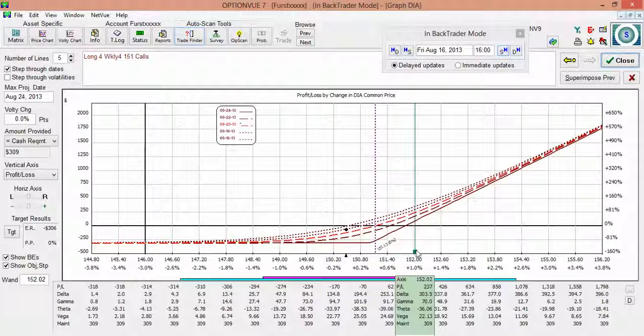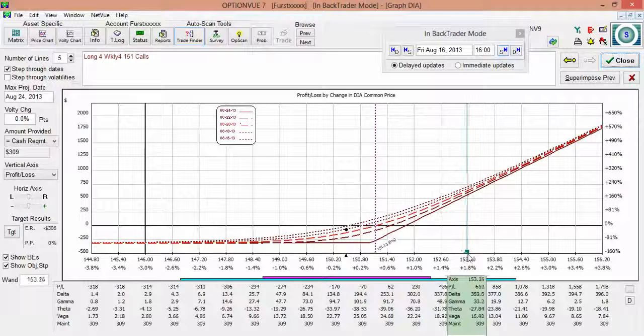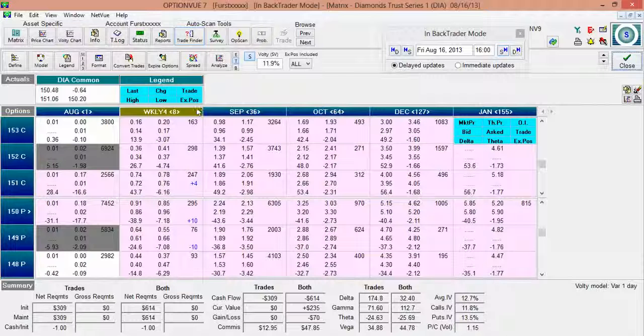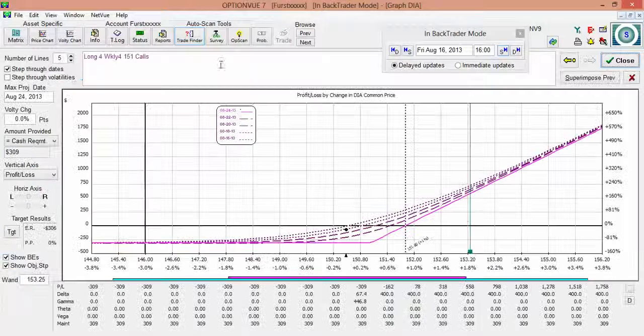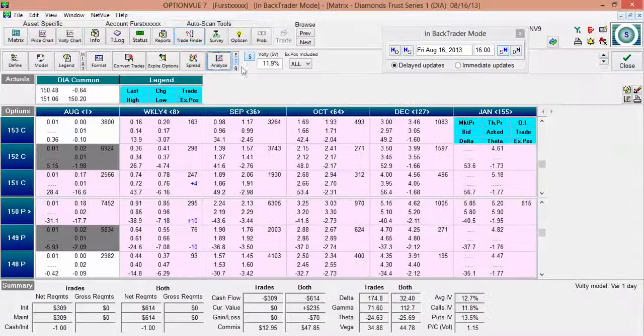It's not too bad. If we were to go all the way up to 153 and change, again, we'd make about $650 with a $300 excursion. So the risk reward on this looks relatively good. And so I have a plan as to how I'm going to handle this trade if the DIA is going to go down. I already have that trade in place.